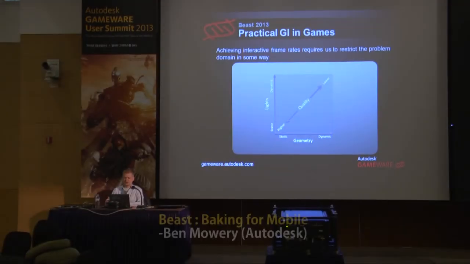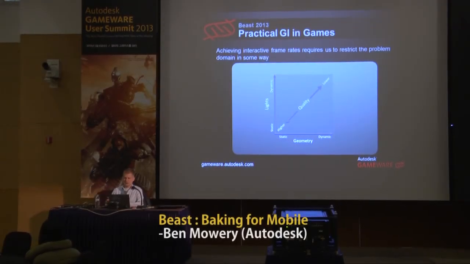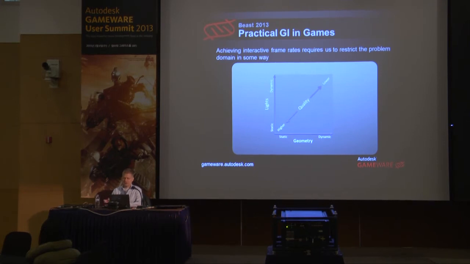We have to restrict the problem domain in some way in order to achieve interactive frame rates. So we can either reduce the resolution on which we run these global illumination calculations and get a lower quality result, or we can ensure that parts of the problem are static, such as geometry or lights.